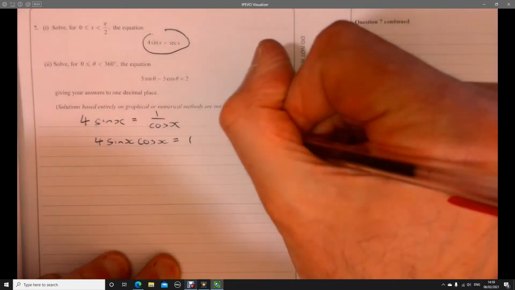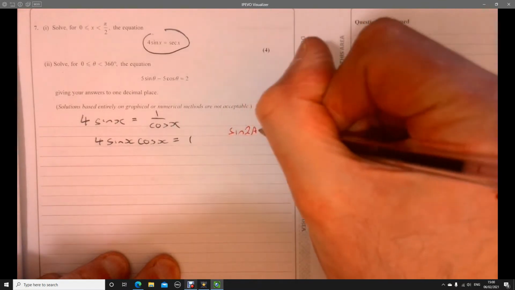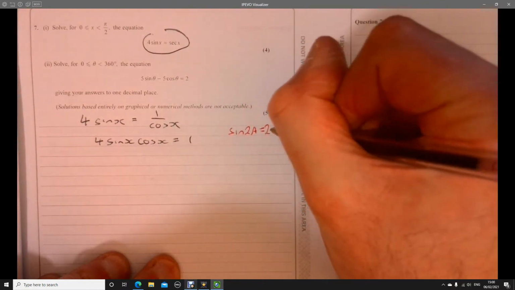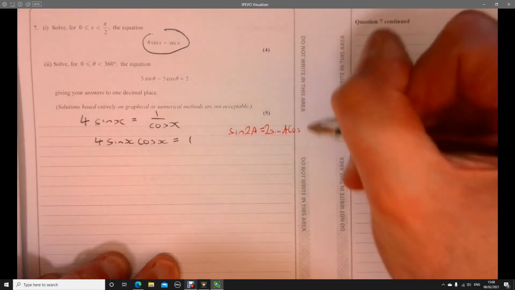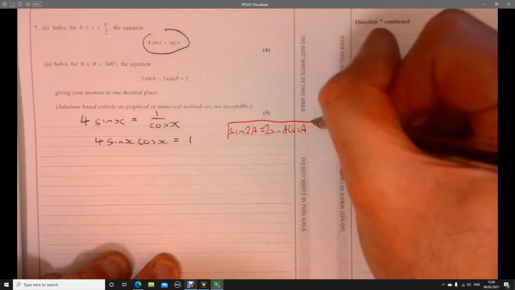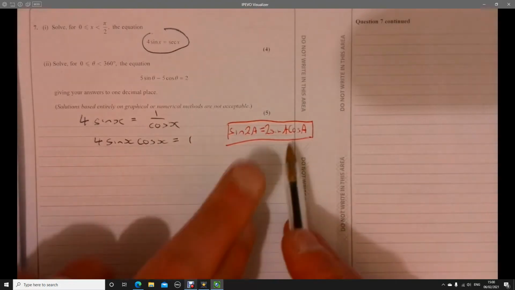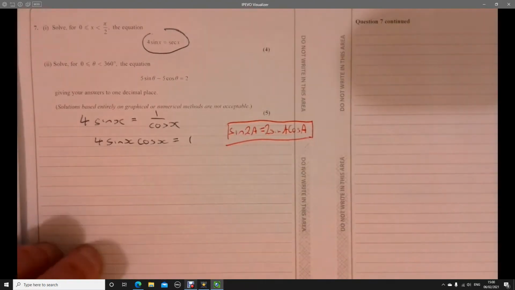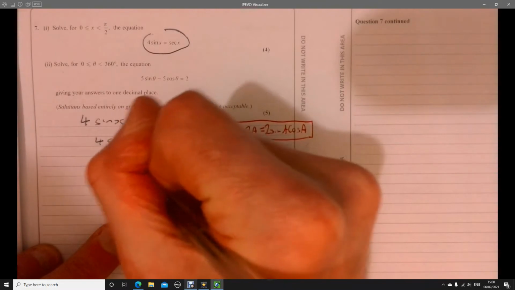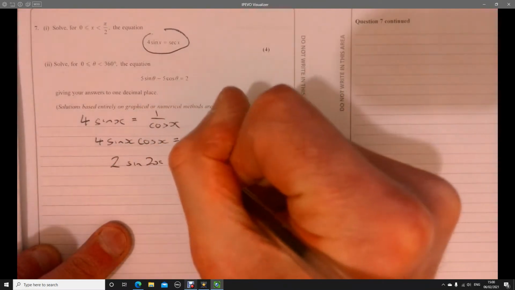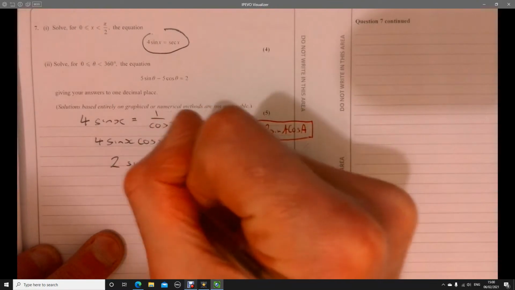Equals 1. Now, what you should be recognizing at this point is you should remember that sine 2a, remember in your double angle formulae, is 2 sine a cos a. All right, we need to use that. Now, if you get something and think, oh, I don't really know what to do here, try and remember some identities, think about double angle formulae and try and go from there. So if we use this, then we should be able to write down 2 sine 2x equals 1. Divide both sides by 2, of course.